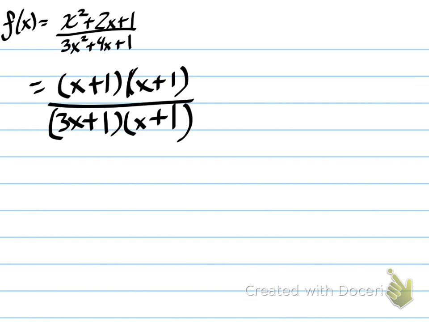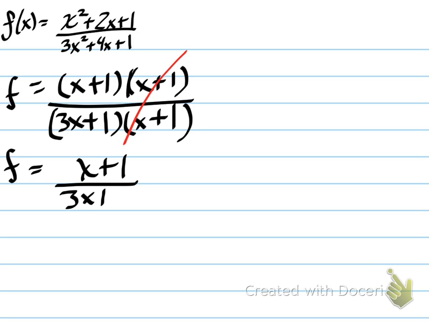Now, one thing you'll notice here is that the x plus 1 term will cancel, which means even though the value -1 would make the bottom equal to 0, it is not going to be a vertical asymptote because it can be removed from the function. As we've later learned, that's a clue that it's a removable discontinuity. So our function is really, in its final form here, x plus 1 over 3x plus 1.